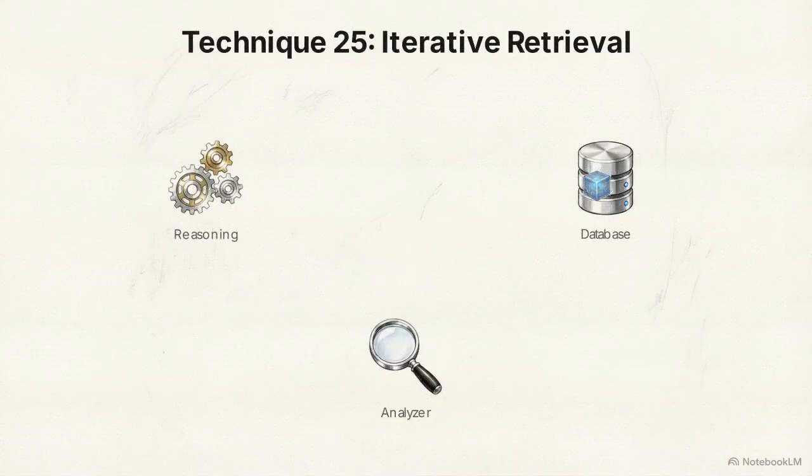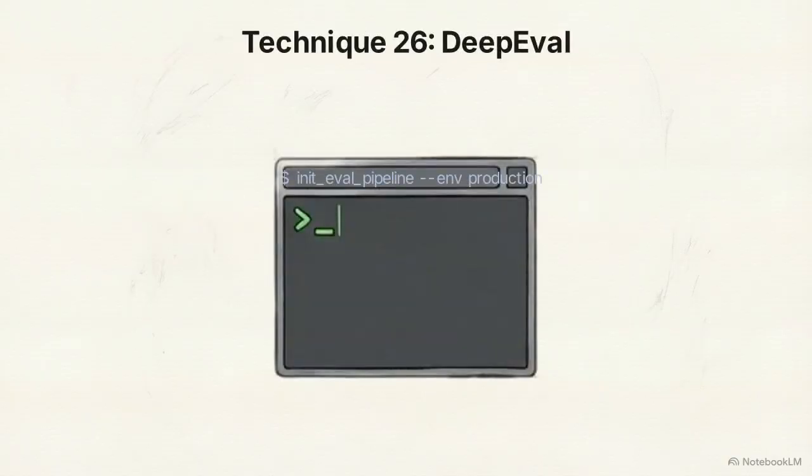When facing a complex research request, an LLM enters a multi-hop loop. It reviews a first pass of retrieved data, identifies what evidence is still missing, and autonomously generates follow-up queries until the context is complete. Technique 26 is deep eval.